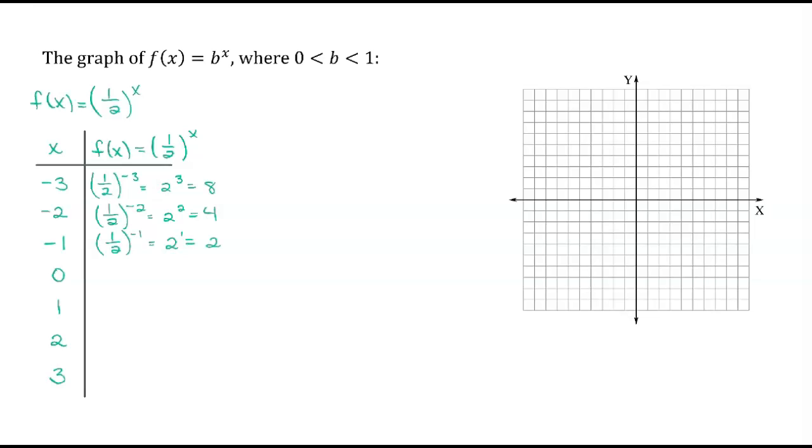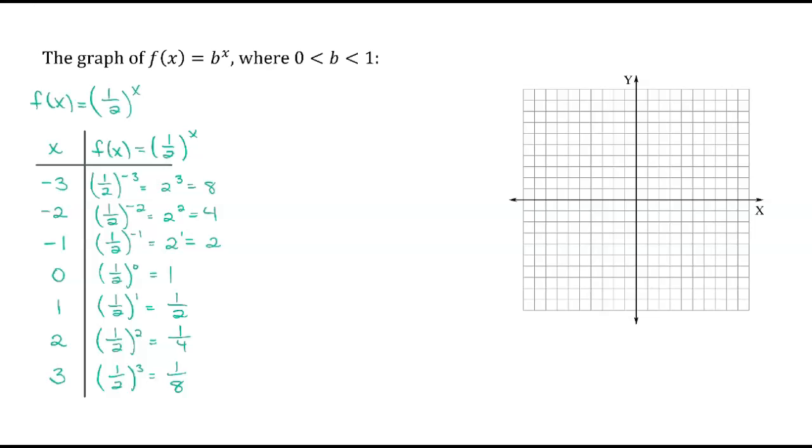When x is equal to 0, we have 1/2 raised to the power of 0, which is 1. And when x is 1, we have 1/2 raised to the first power, which is 1/2. When x is equal to 2, we have 1/2 squared, which is 1/4. And when x is 3, we have 1/2 cubed, or 1 over 8. Let's plot these 7 points.